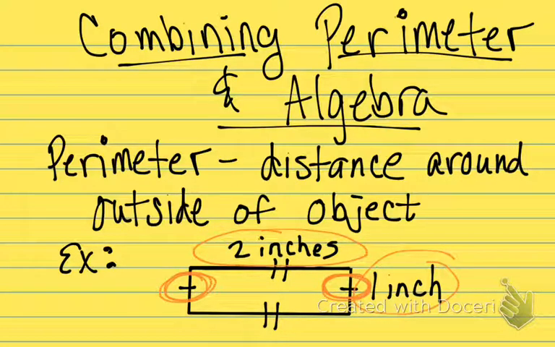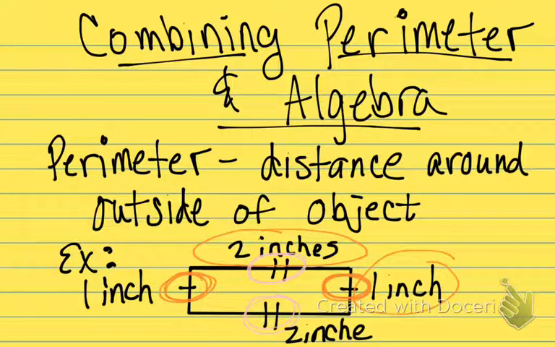So if the side on the right is 1 inch, that means that this side over here on the left is going to be 1 inch as well. And then because the top has 2 little hash marks and the bottom has 2 little hash marks, that tells me that if the top is 2 inches, then the bottom side is also 2 inches.